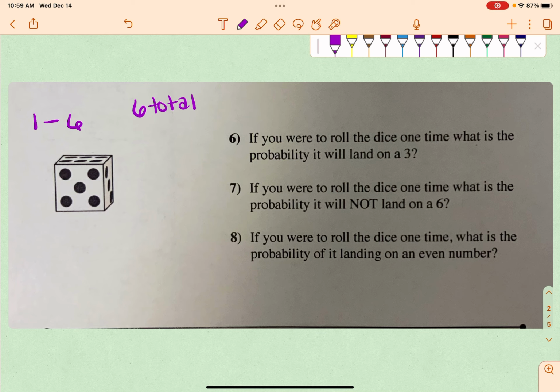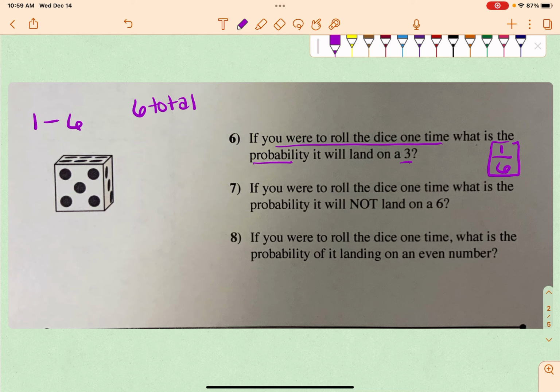So on number 6, it says if you were to roll the die one time, what would the probability be that it would land on a 3? So on this die, every number happens once, right? So I have 1 chance out of 6. Now, I would try to reduce that, and it can't, so I would be done with 1 over 6.